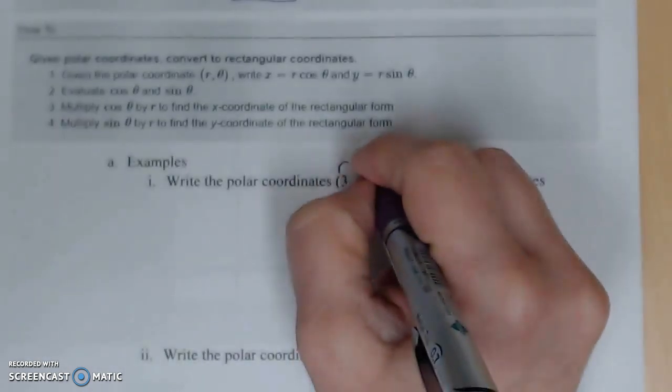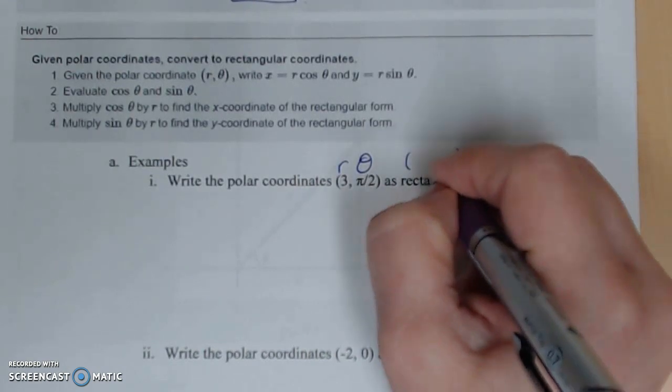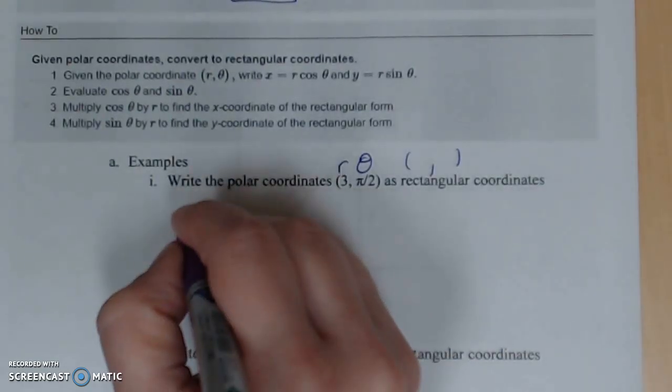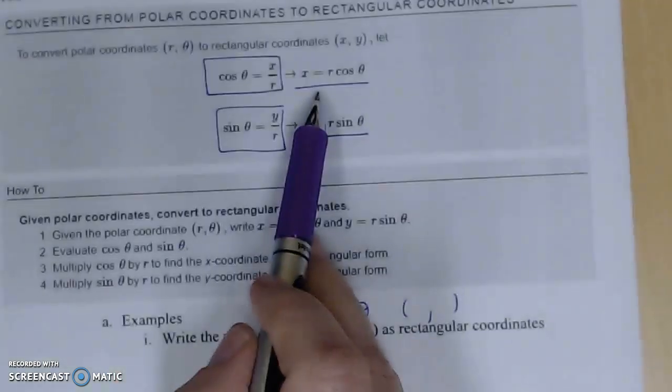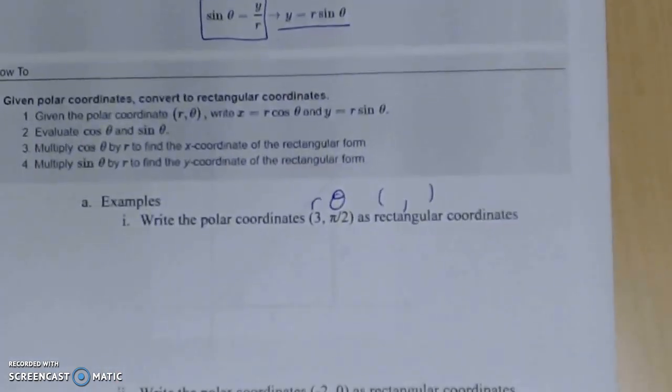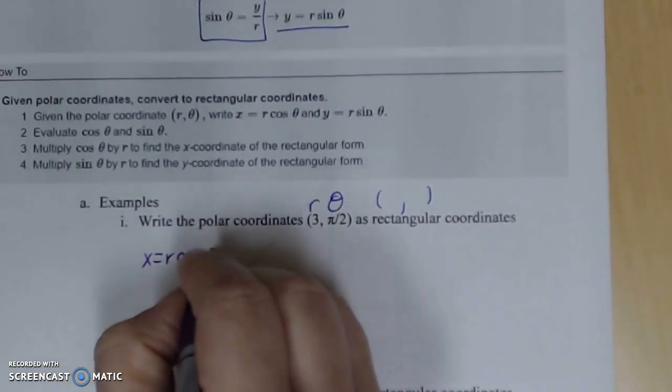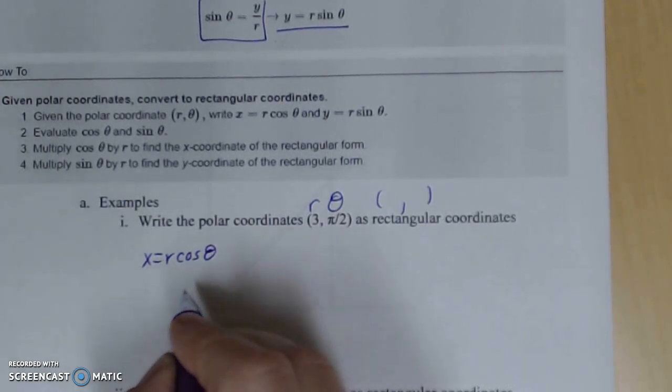So this is my r and this is my theta, and by the end of this example, I would like to figure out my x comma y. So the first thing I want to do is find my x. You'll notice from up above here, I want to work with x equal to r cosine theta. So I'm going to say x equals r cosine theta. The more I see it, hear it, do it, the more I'll retain it.